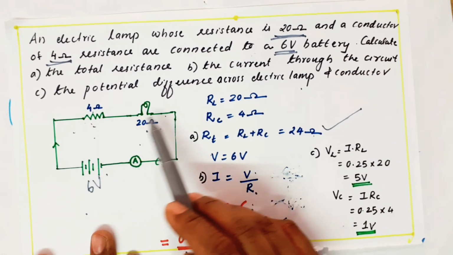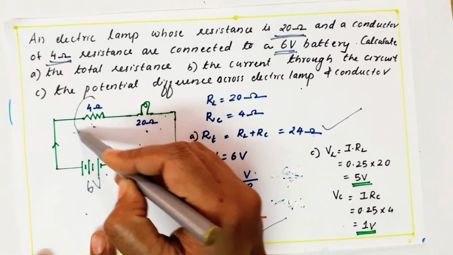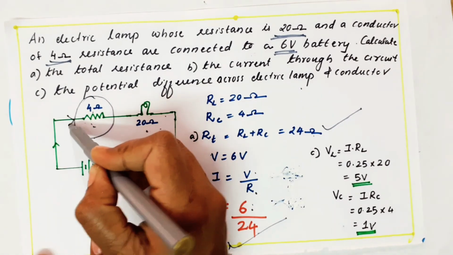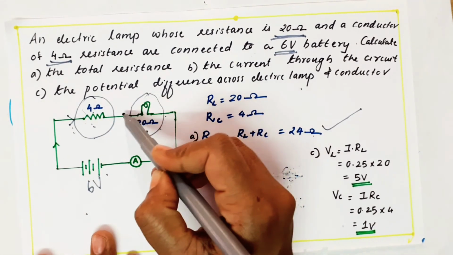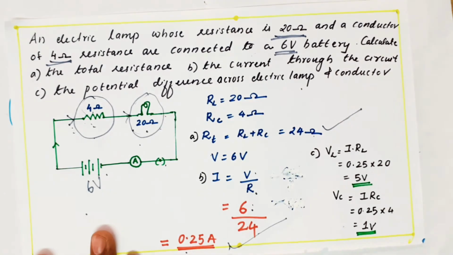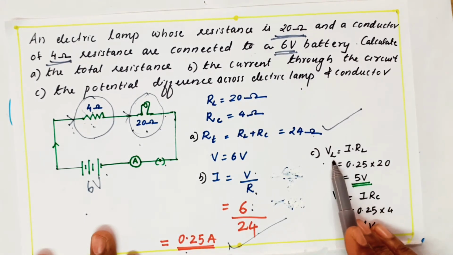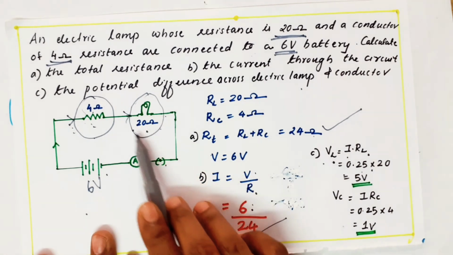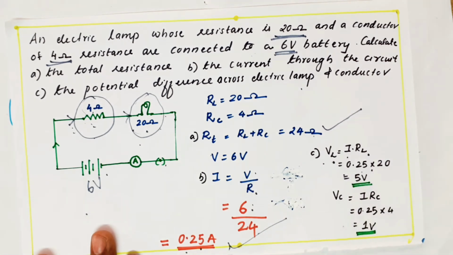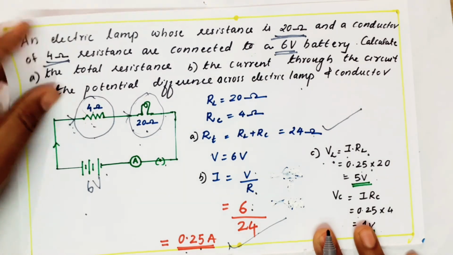Now we know that these two are connected in series. If they are asking potential difference of conductor, that should be equal to I into this resistance. If they are asking the potential difference of the bulb, the current into resistance. So potential difference across lamp is I into RL. I we got 0.25 into RL. What is the bulb resistance? 20. That is 5 volt. If you want for this conductor, I into RC, that is 0.25 into 4, that is 1 volt. Now you check it, 5 plus 1, what is the total voltage? 6 volt. Clear? So this first part and second part is clear.